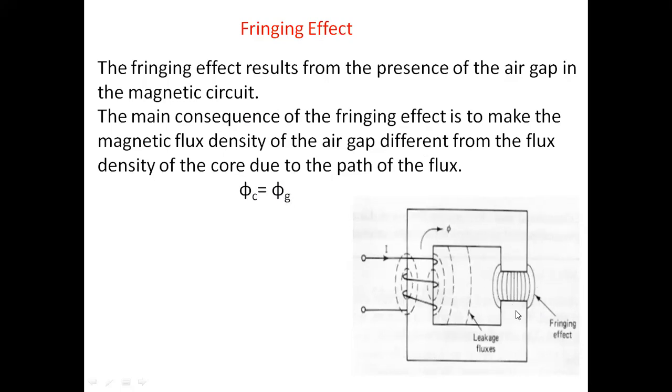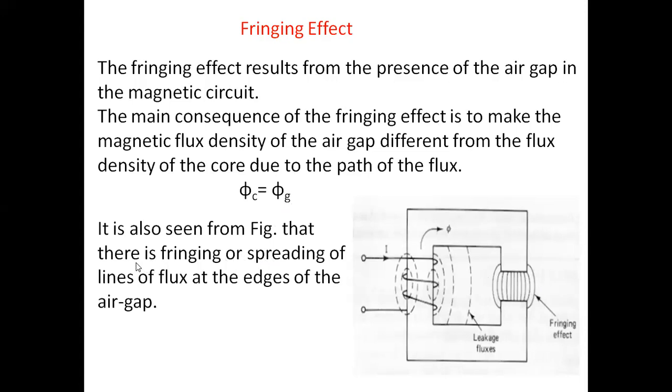In addition to that, some additional flux will be produced. That is some spreading of the lines of flux at the edges of the air gap. So here these two lines and here these two lines are considered as the spreading of the flux lines. These occur at the edges of this air gap, and this formation of fluxes at the edges is called the fringing effect.